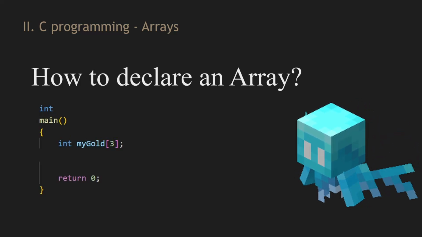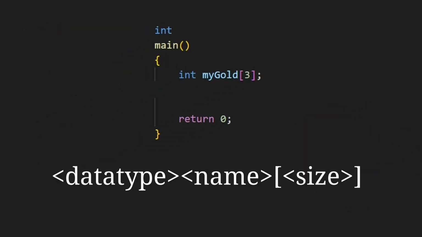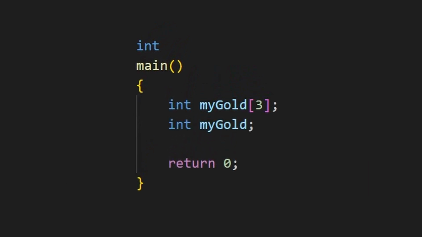How to declare an array. Here is the syntax for declaring an array. We write the data type and the user-defined name for the array and set how many elements we are going to be needing in that array. If you squint a little, it looks similar to a normal variable declaration, and the only difference is the brackets right here where the size is defined.